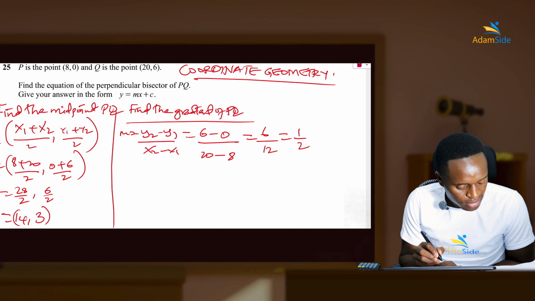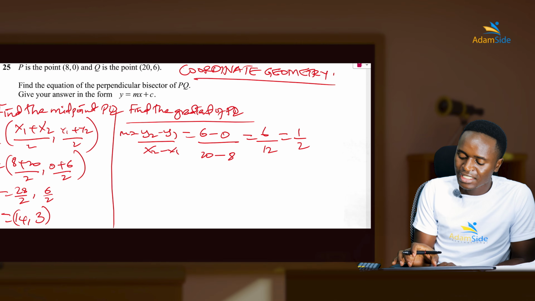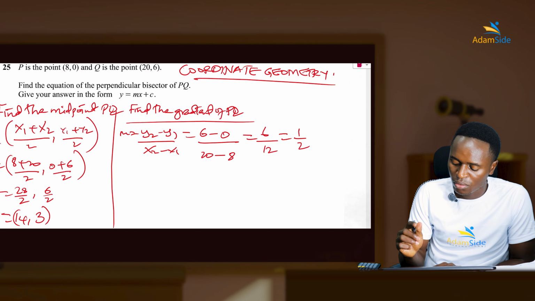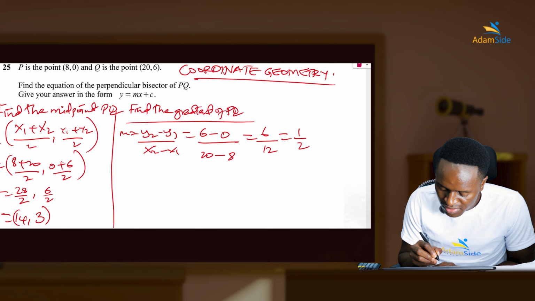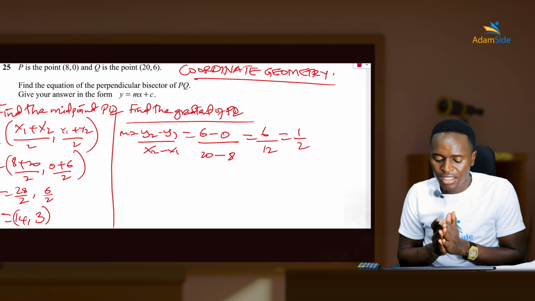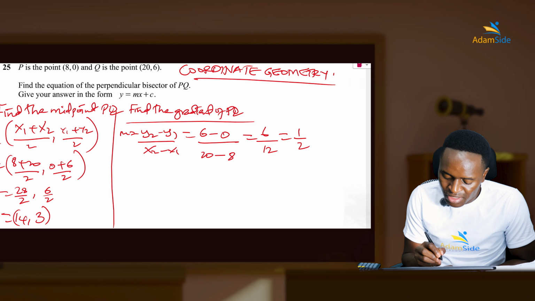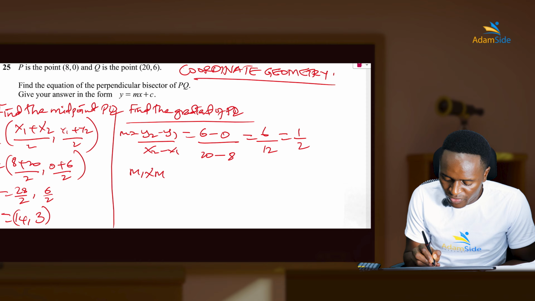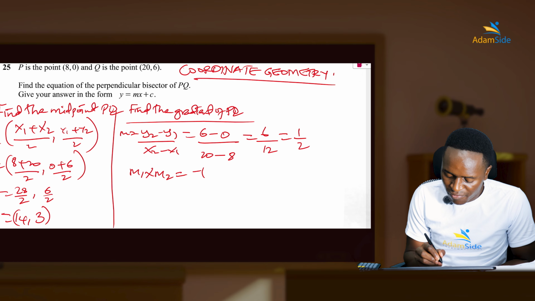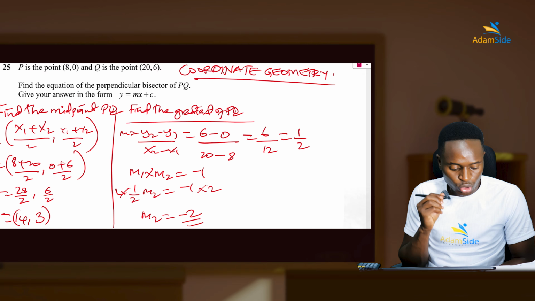Because this is the gradient of line PQ, and there's a line that is the perpendicular bisector to PQ, two lines are perpendicular, which means the product of their gradients is equal to negative 1. M1 times M2 is equal to negative 1. Therefore, if the gradient of line 1 is a half, what will be the gradient of line 2? Multiply by 2, so M2 will be negative 2. Correct.